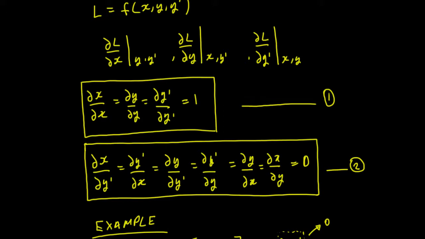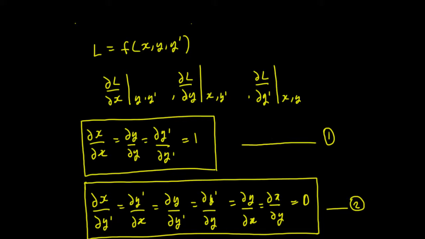This is just a quick video to describe what happens whenever we differentiate a functional. Now if we have a function of the form L equals a function of x, y and y derivative, then if we were to take the derivative partial L by partial x and the derivative partial L by partial y and partial L by y derivative, then we would do the partial differentiation as usual.